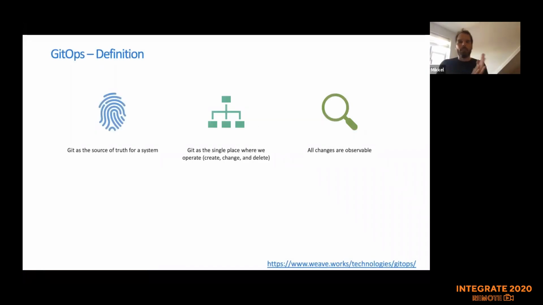So GitOps, by definition, is running operations on your clusters where you use Git as the source of truth for the system. Git is going to be the single place where we do all operations: the create, change, and delete. And because of the way that Git implements things like pull requests and versioning through commits, we see that all changes are observable.